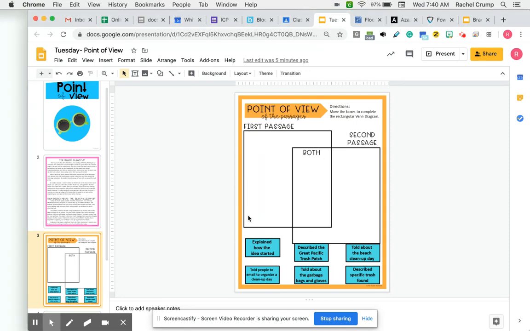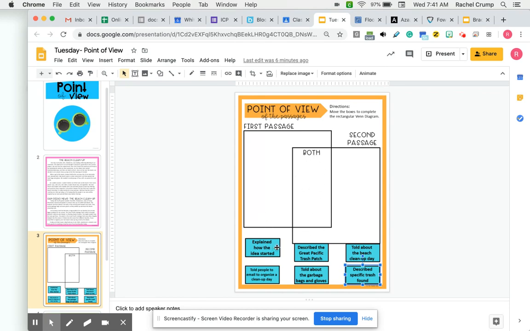You have the difference or what's in the first passage here, what's in the second passage here, but then you have the similarities between the passages or what's in both passages right here. So the similarities go in the middle. So I'm going to read these little boxes down here to you, and then you're going to decide, is it something that the first passage told? Is it something that happened in the second passage? Or is it something that both passages share together?